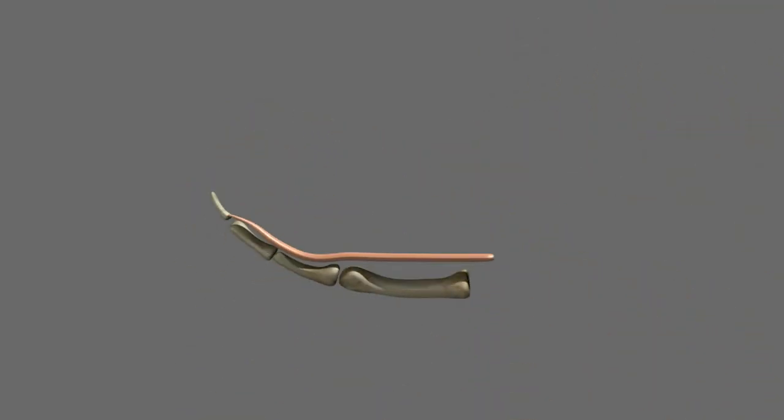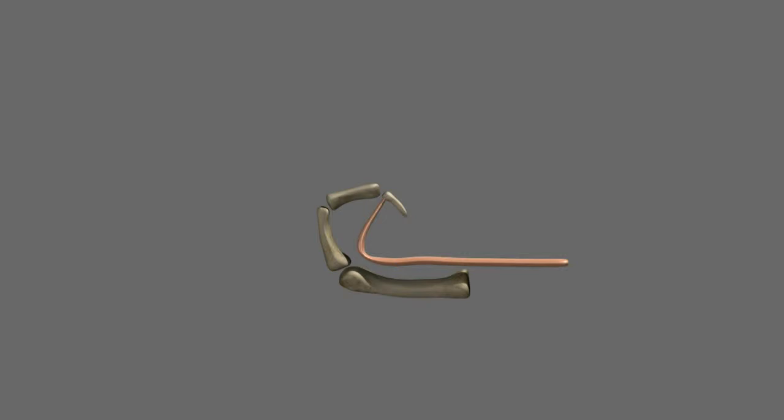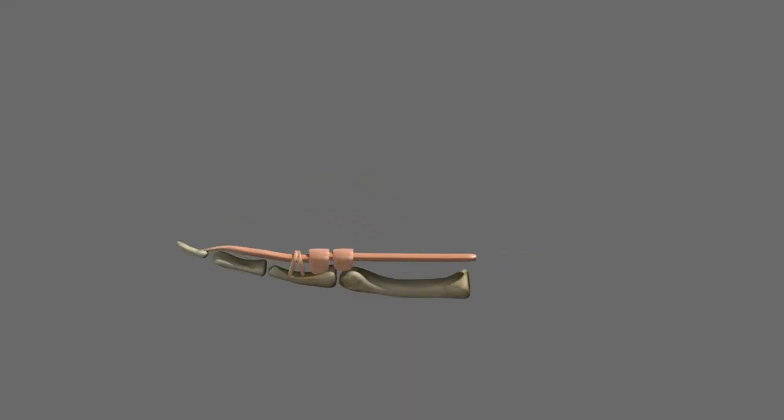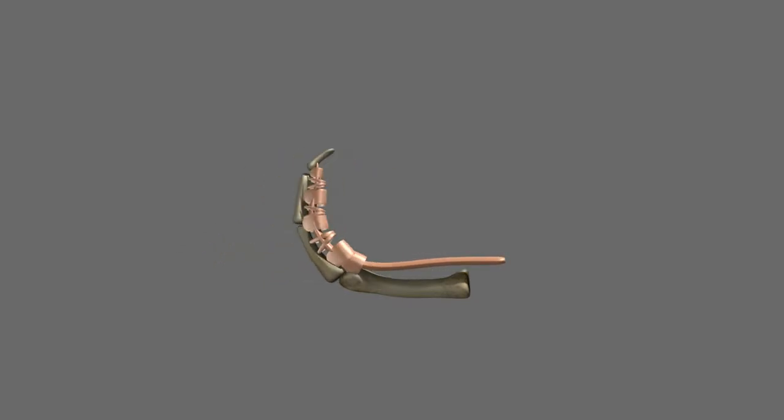Fingers are bent and extended as tendons pull at the bones of the finger. The tension on the tendons would cause them to bowstring if they were not held in place. Fingers have a series of pulleys that hold the flexor tendons against the finger bones.